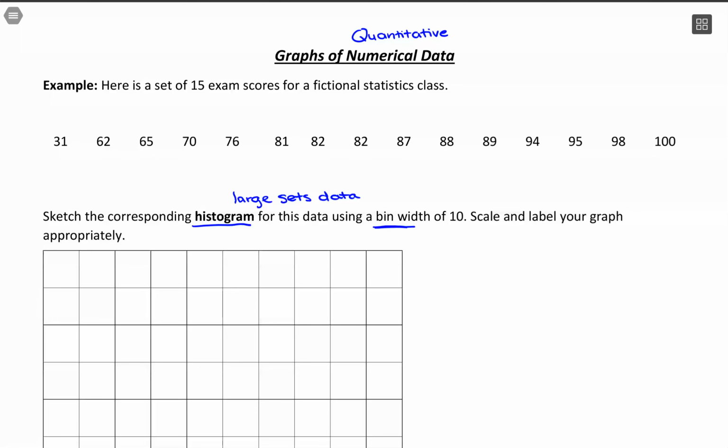So we're going to be working with this bin width of 10. You might see terminology that says class width, which would be the same thing. It's basically telling us what increments we want to separate our data by. So if we're separating by 10, then what we're going to think about is separating into 10s, 20s, 30s, 40s, 50s, and so on and so forth. So we'll have these groupings by 10s.